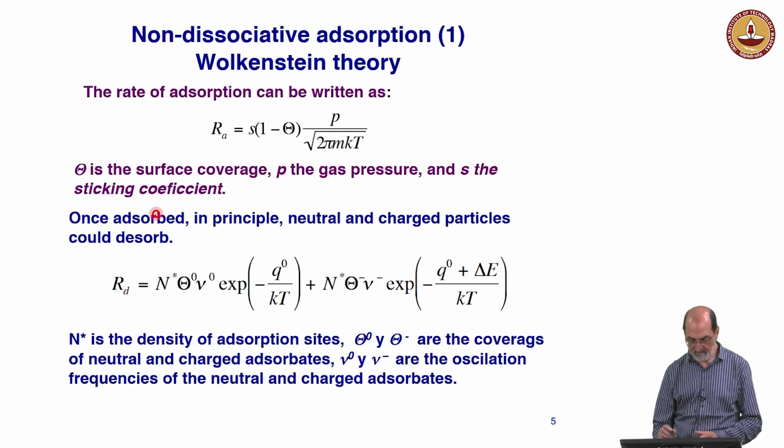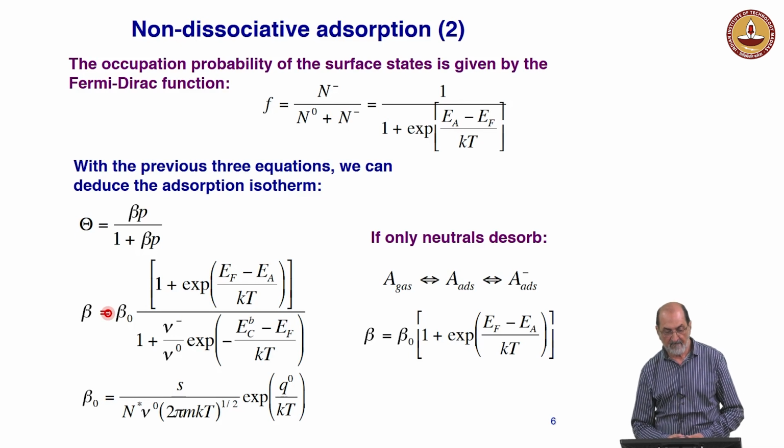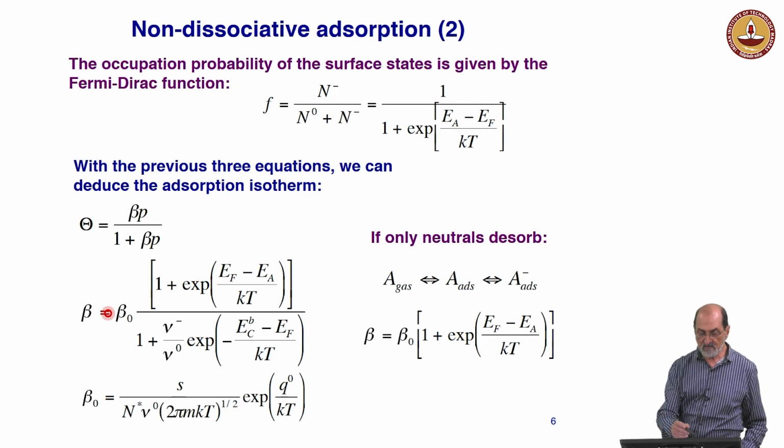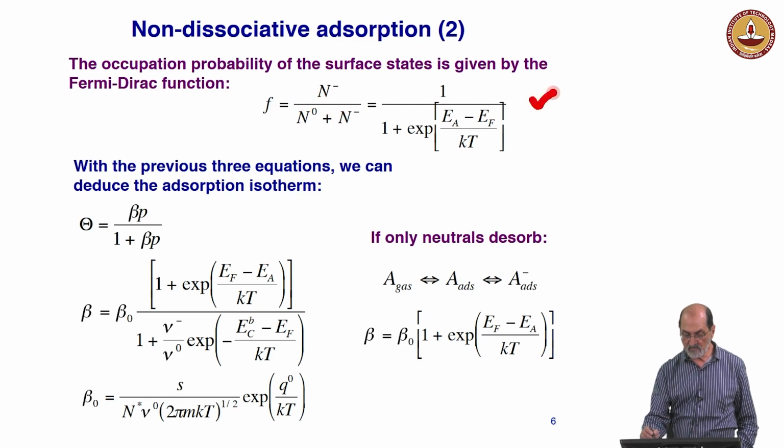So this is the situation. And in equilibrium, the rate of absorption has to be equal to the rate of desorption. What is the occupation probability of the surface states? Well, that is given by the Fermi-Dirac function. That is the ratio between charged absorbed particles with respect to the total number of particles absorbed.